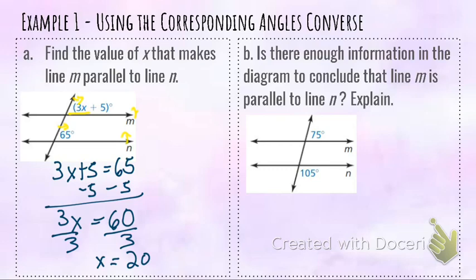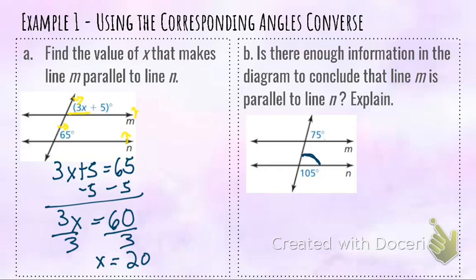The next one is a similar idea. It says, is there enough information in the diagram to conclude that line M is parallel to line N? So far, what we know is that if corresponding angles are congruent, then the lines are parallel. The angle that would be corresponding to 75 would be this angle right here. Do I know anything about that angle? Is there a way for me to find out something about that angle? And yes, there is.